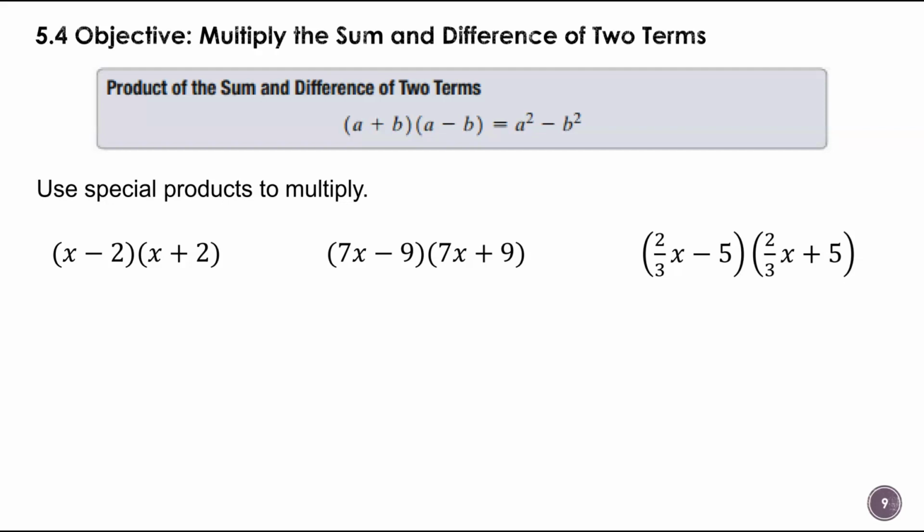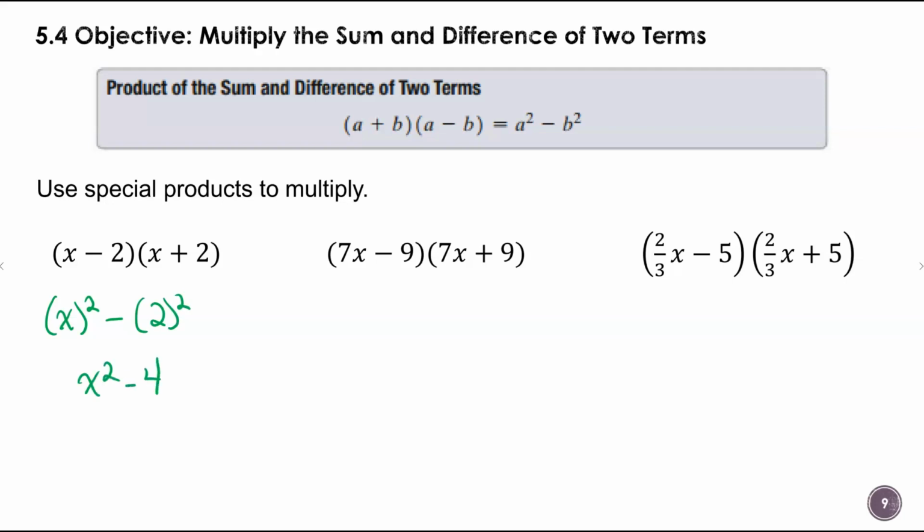So when we take x minus 2 times x plus 2, we have a special shortcut we can take, and that gives us a squared minus b squared. Let me just show you this. My a in this case will be the x, right? And my b will be the 2. And so it's really just saying I'm going to have x squared minus 2 squared. So x squared minus 4.